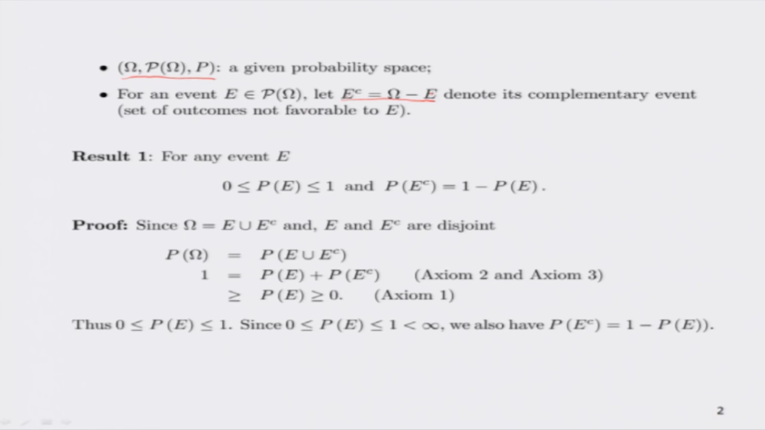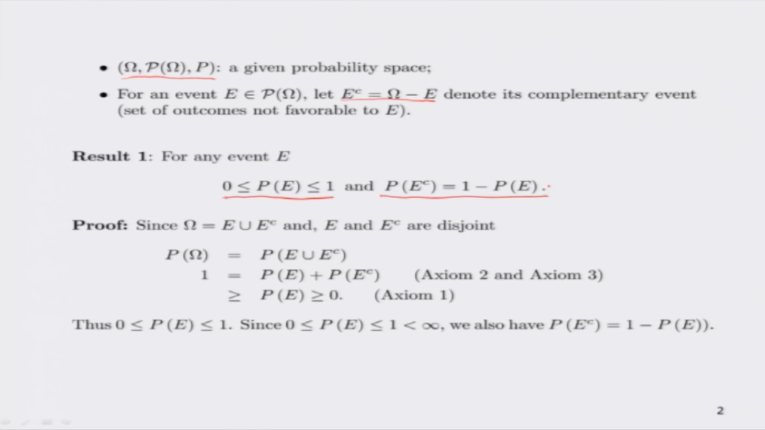Then I state the first property. The first property says for any event E, probability is always between 0 and 1. Greater than or equal to 0 is a part of axiom 1, but what we will prove is that probability is always less than or equal to 1. Also, probability of E complement is the same as 1 minus probability of E.